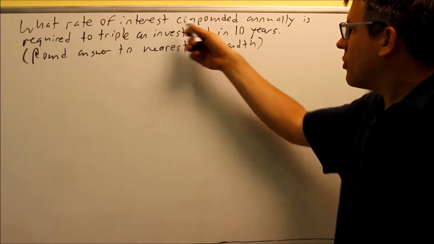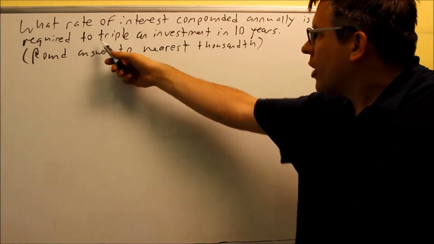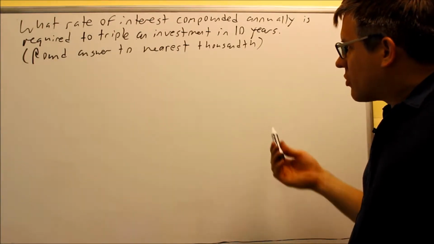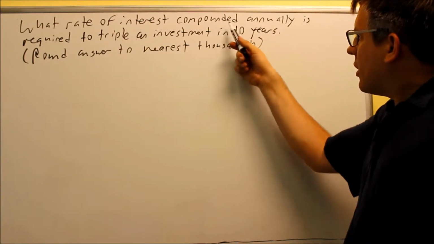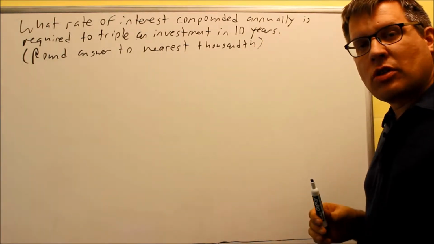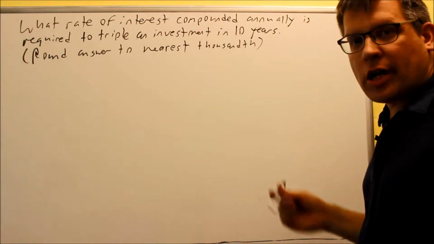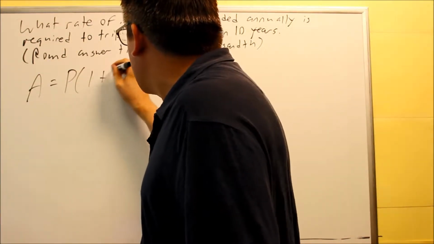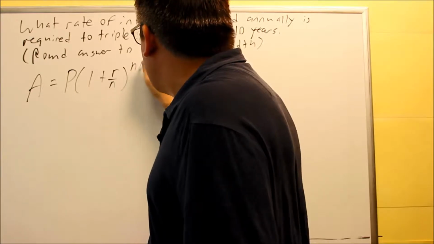Okay, what rate of interest compounded annually is required to triple an investment in 10 years? All right, so this one we're talking about compounded with this keyword. We don't have continuously or anything else, so that means that we're going to use the regular compound interest formula. That's this one, A equals P times 1 plus R over N to the NT.